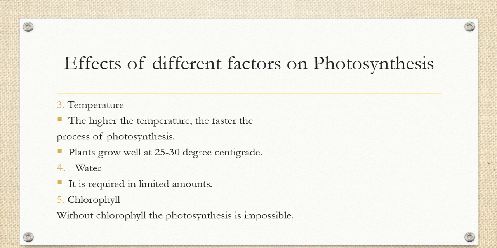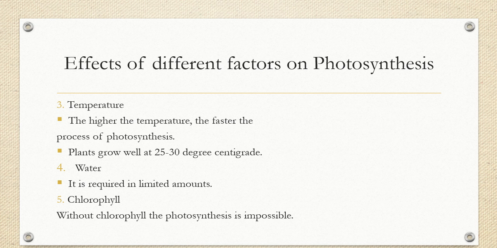If we talk about the temperature, the higher the temperature, the faster the process of photosynthesis will be. Normally, plants grow well at 25 to 35 degrees centigrade. Temperatures below 0 degrees centigrade and above 40 degrees centigrade are not suitable for plant growth.